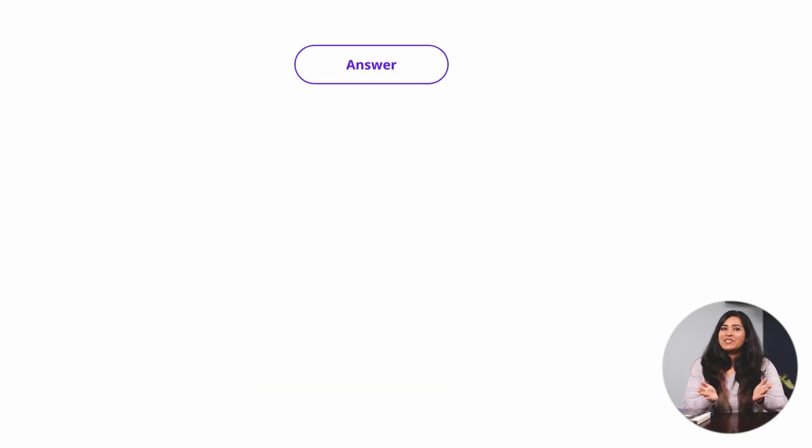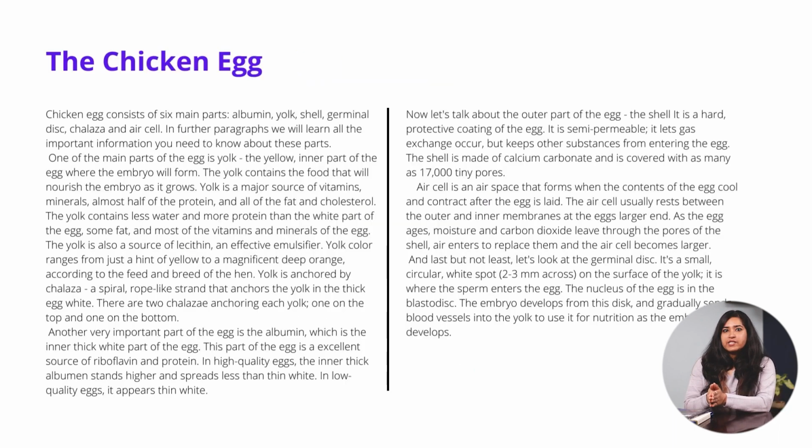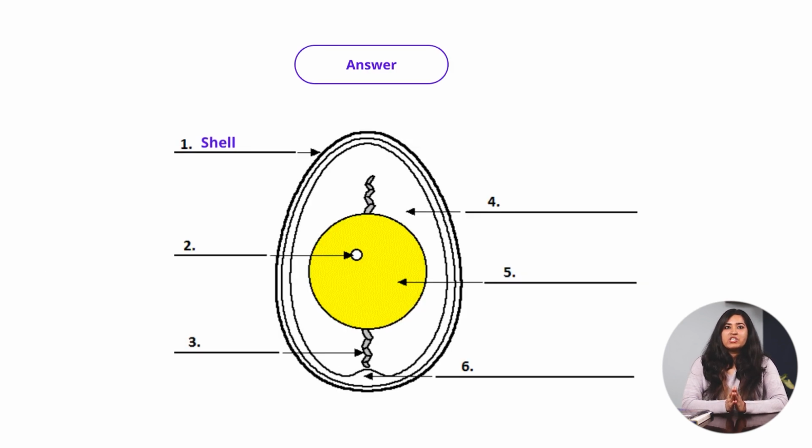All right, let's go through the answers. For this passage, luckily for us, we actually have all the answers given in the first sentence. That is, the chicken egg consists of 6 main parts: albumin, yolk, shell, germinal disc, chalaza, and air cell. Now, just FYI, it will not always happen like this, but this is a sample passage, so let's go right on ahead and answer. Number 1, the answer is shell.